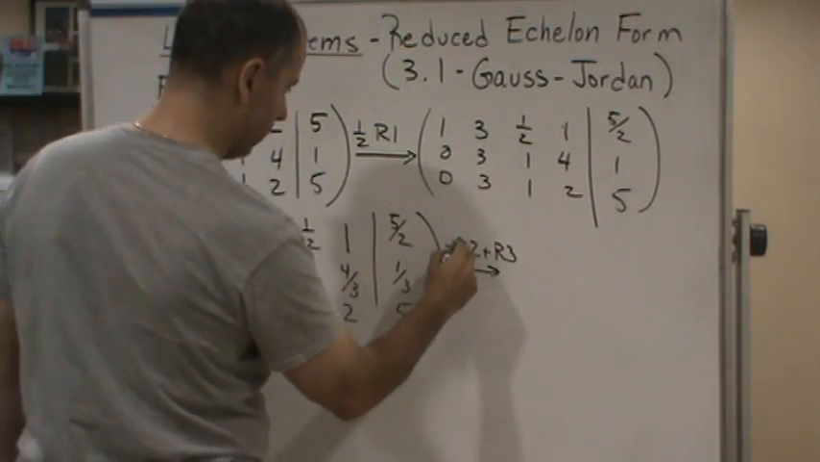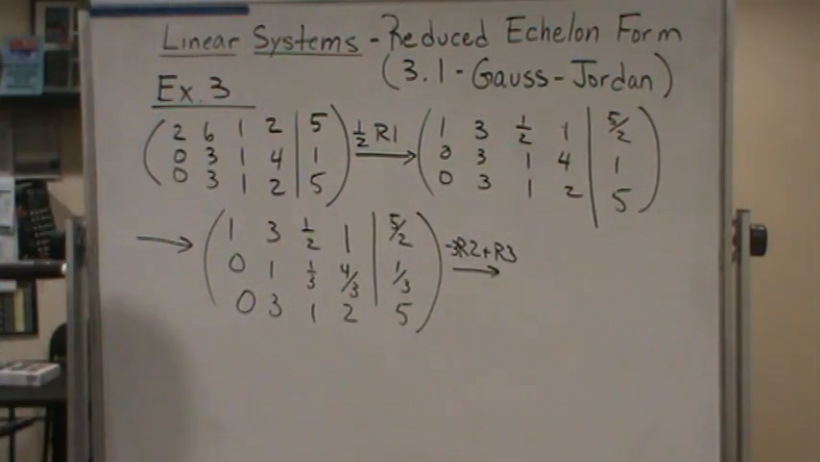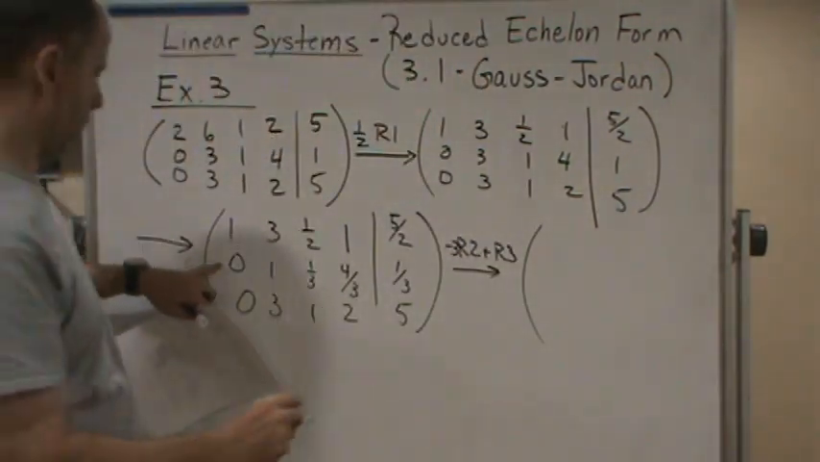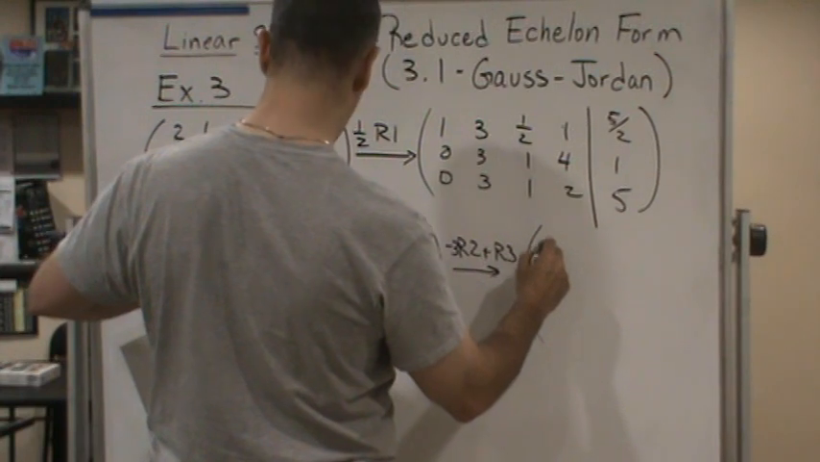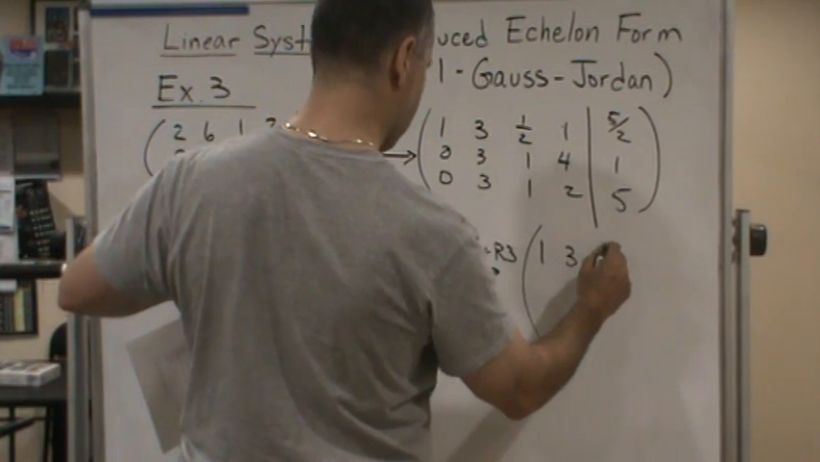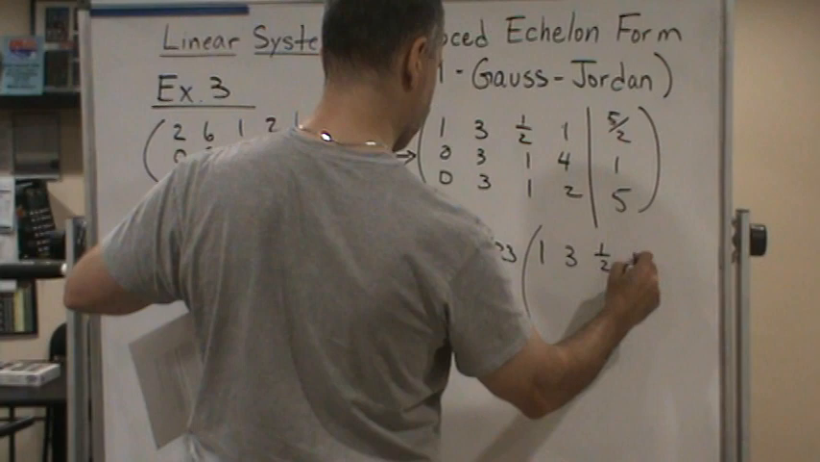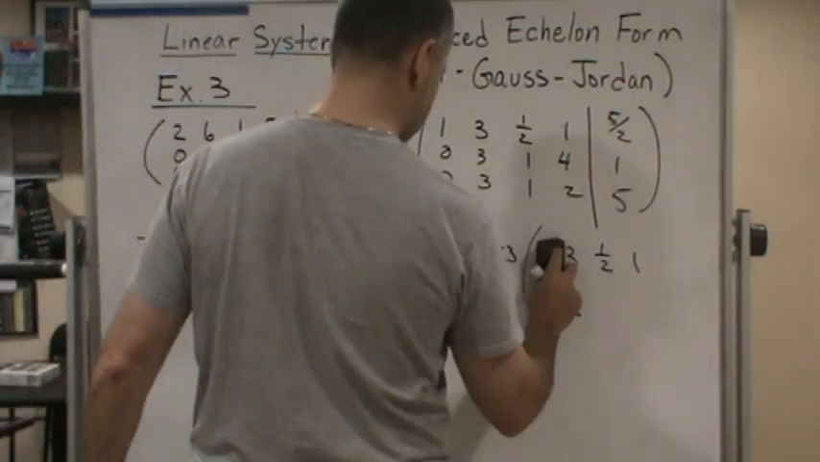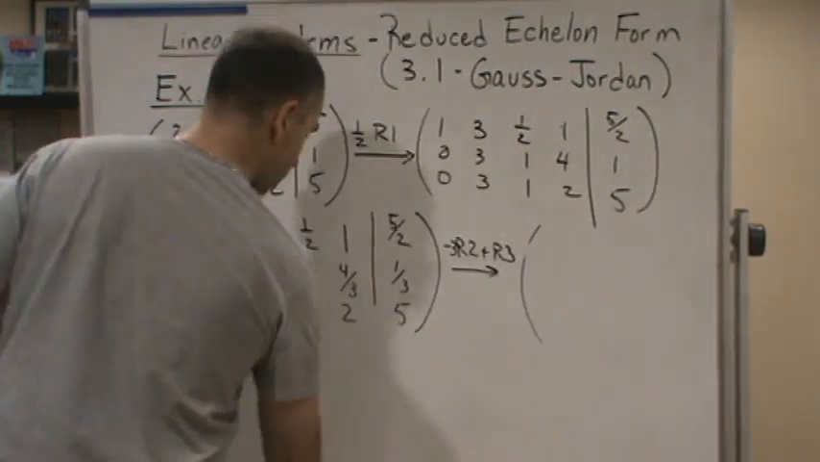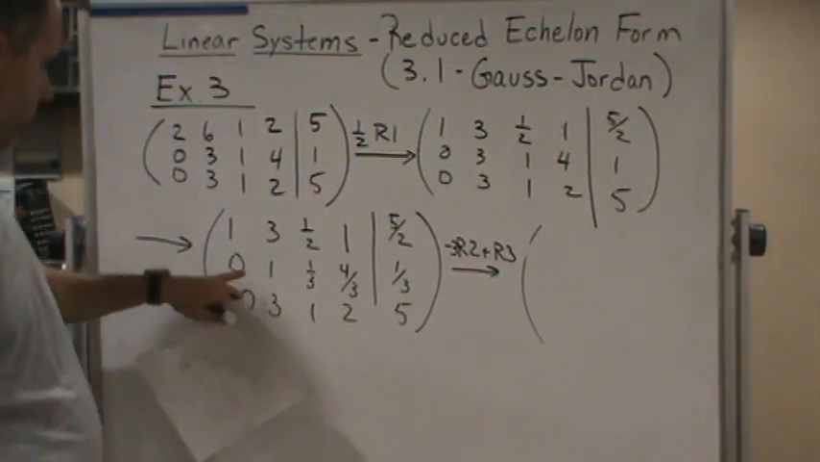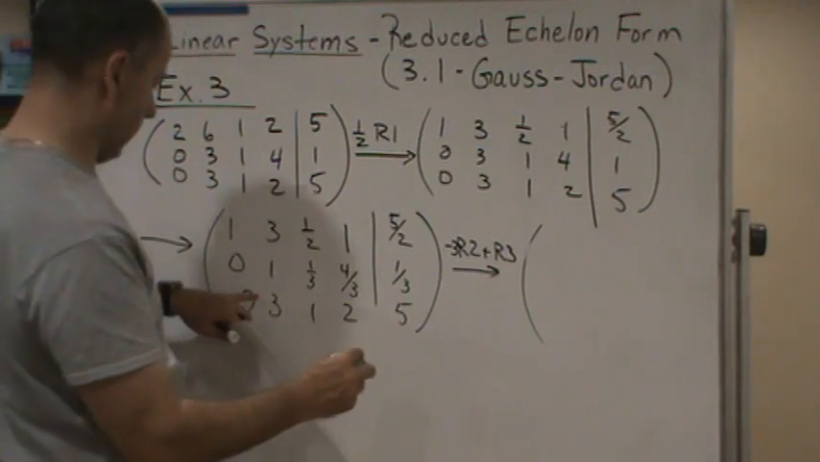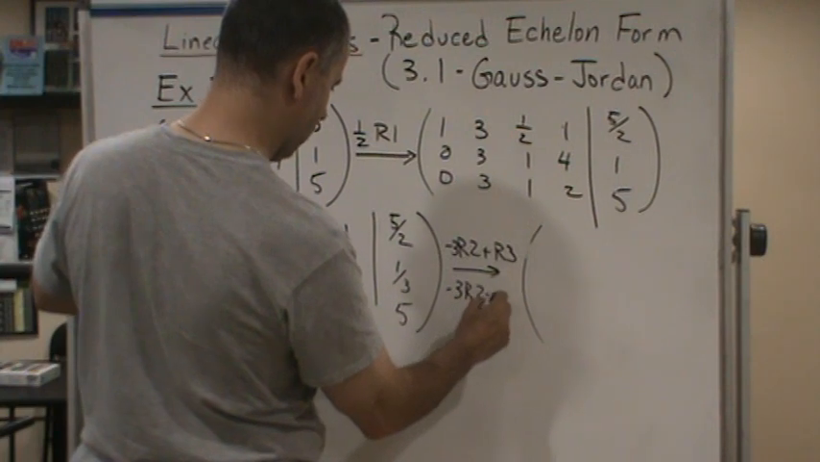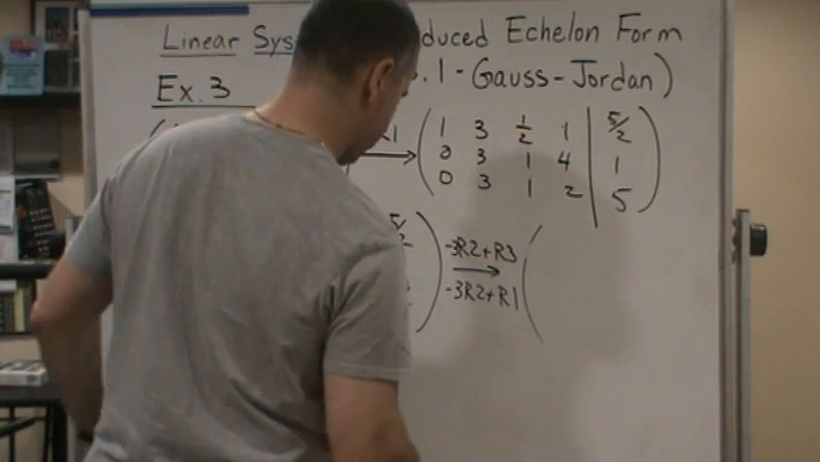So -3. Okay, and so what I'm going to end up with is, again, the first 2 rows are going to stay the same. So that's going to be 1, 3, 1/2, 1. Oh, actually, you know what I'm going to do? Let's do 2 of these because I'm going to do the same thing. I'm going to do -3 times row 2 plus row 1 as well.